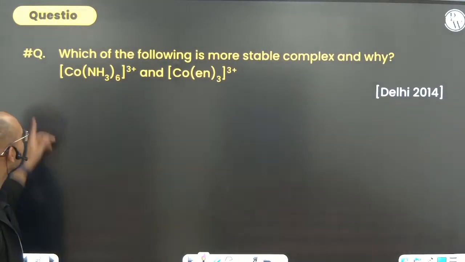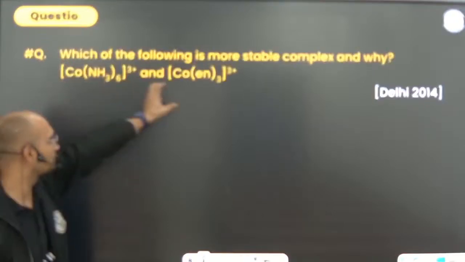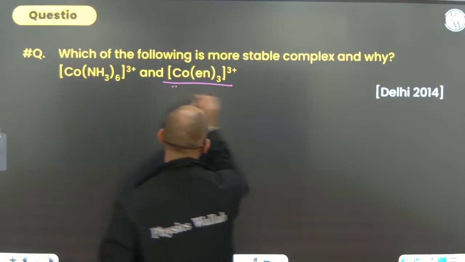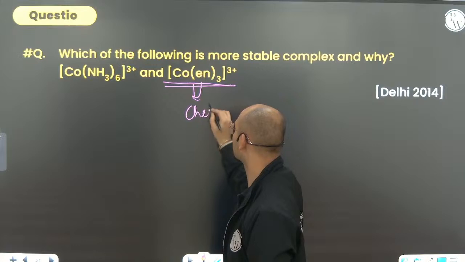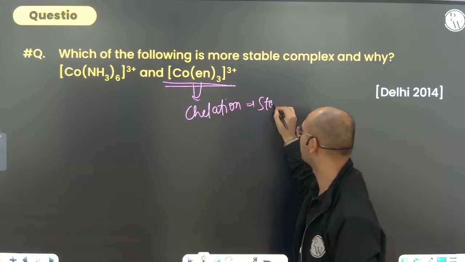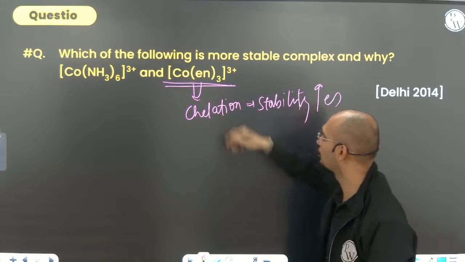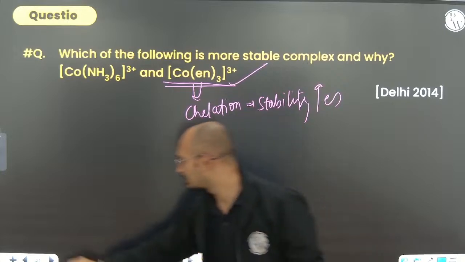Okay. Next, which of the following is more stable complex and why? Can you see that here what is there? Chelation will happen. And chelation, what does it do to stability? It increases. Stability increases. So this one is the correct option. Not a big deal. Move ahead.